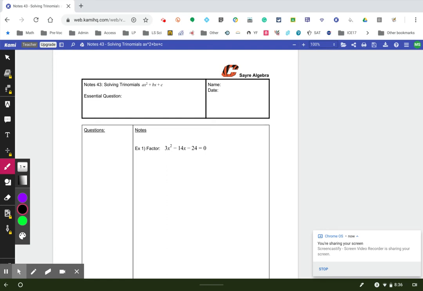I'm going to go through it. It's almost exactly the same as notes 42, and we're going to factor it the same way. We just have one more step at the end because we're actually looking to solve these. So if we look, oh, I have the wrong word here. This is supposed to be solve for these. So we're going to go ahead and solve this problem.